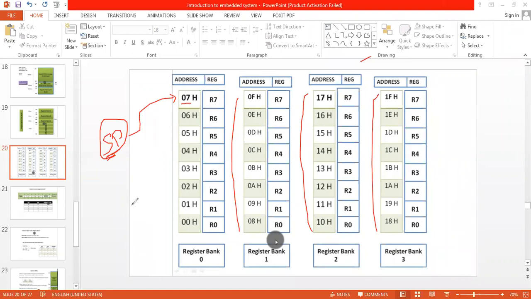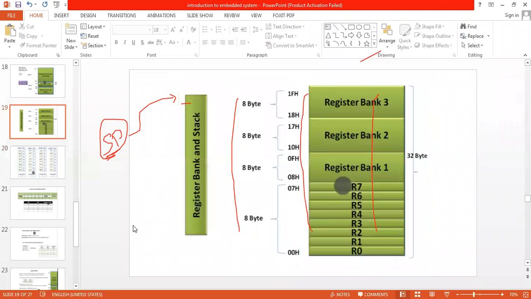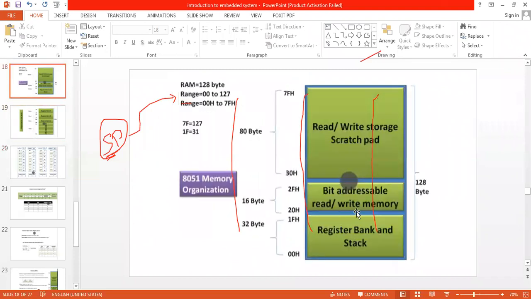I think in computer organization you might also have gone through a stack pointer. Is it? Okay, not an issue. We will see how this stack pointer works, and what the other memories are, like what is bit addressable memory and what is scratch pad. We will see it in further classes.